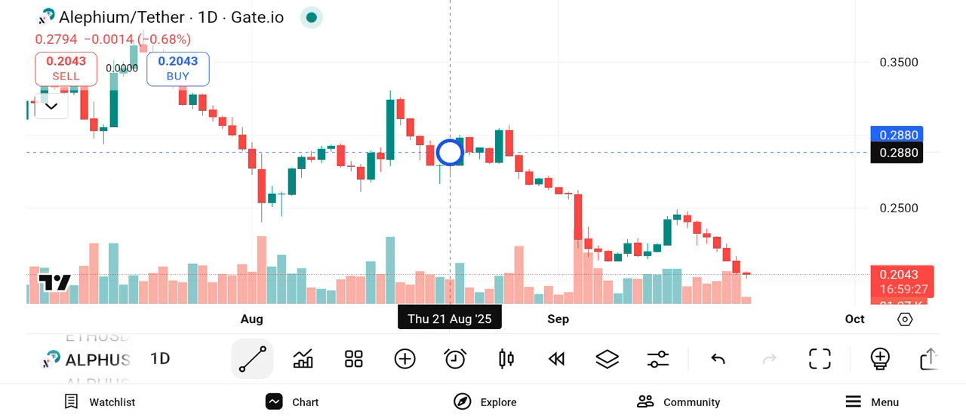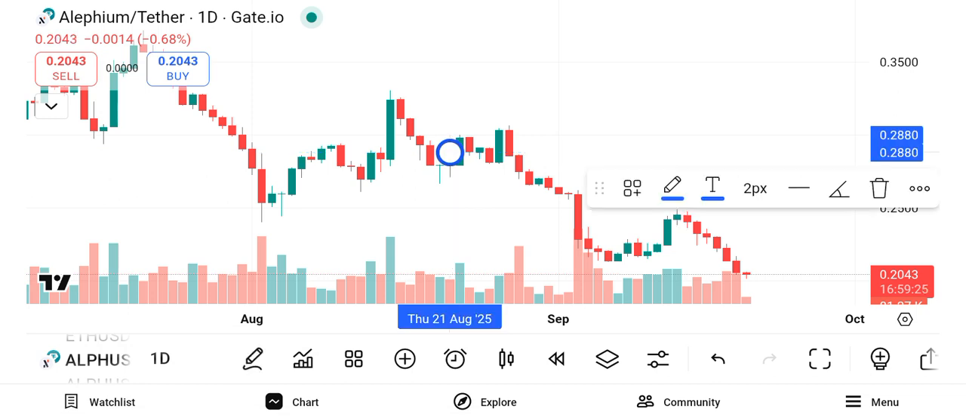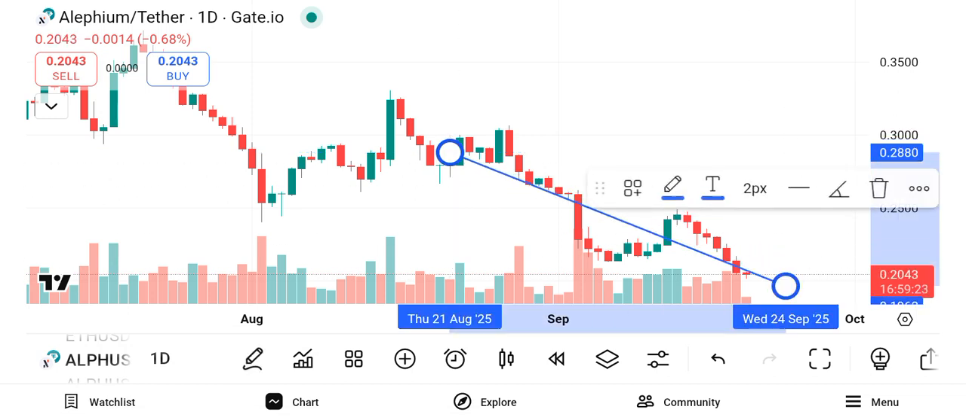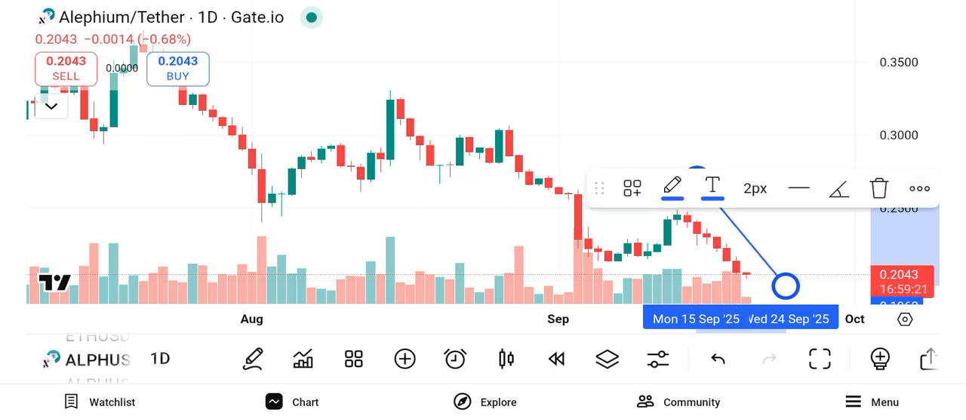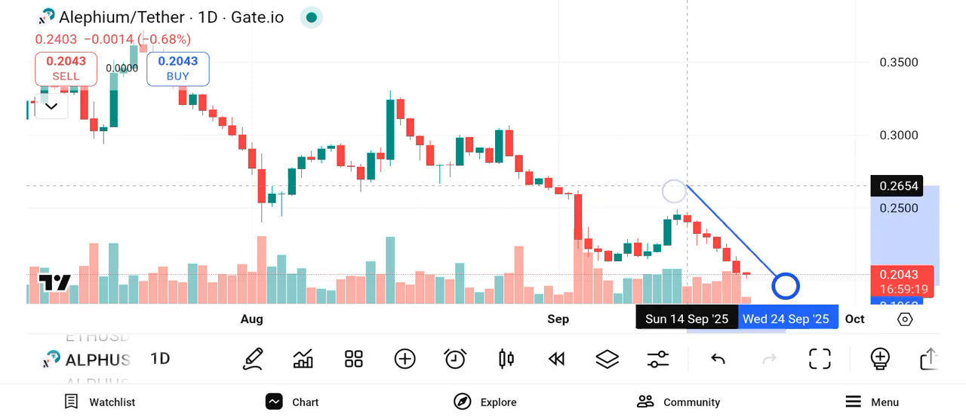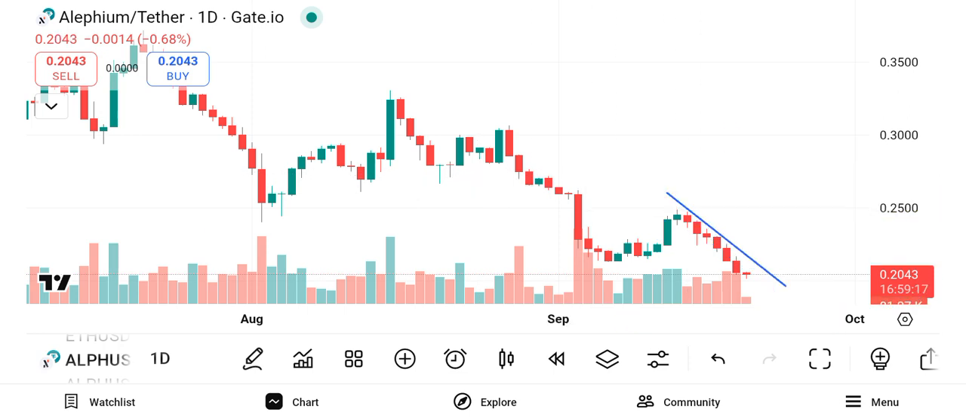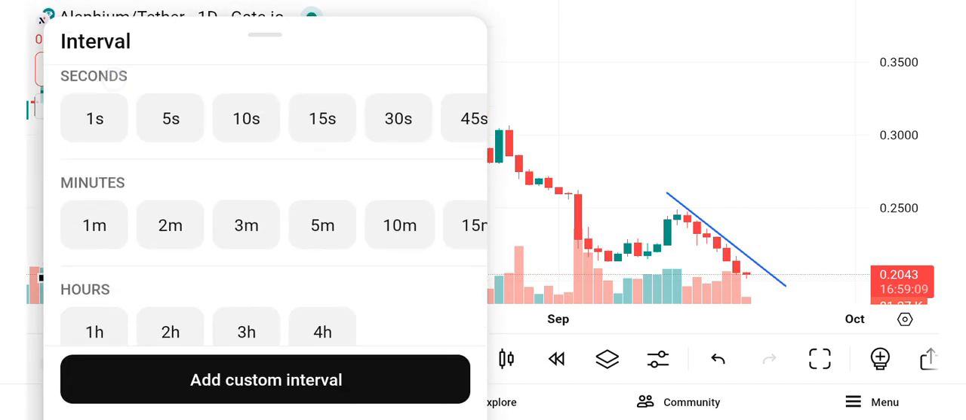So you can see this downward trend that was formed here. From here, we had a downward trend like this to this. This is a downward trend that was formed, symbolizing a bearish trend line. So let's head to the monthly and weekly charts.